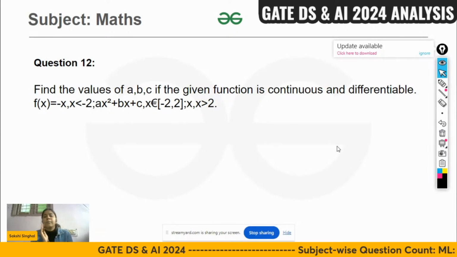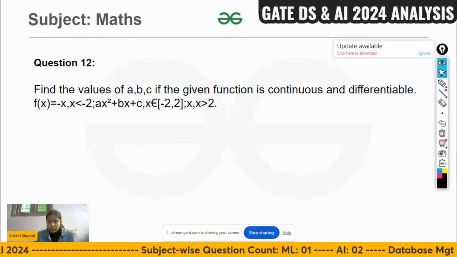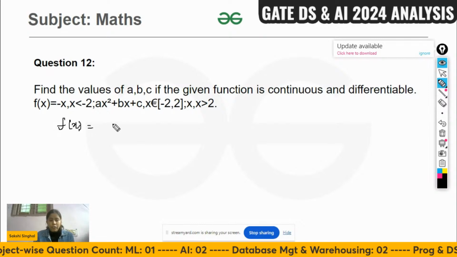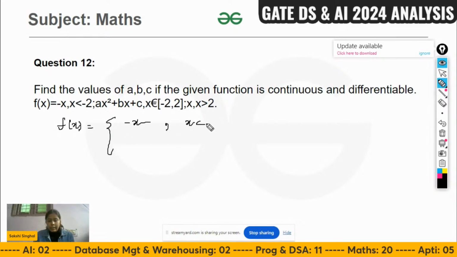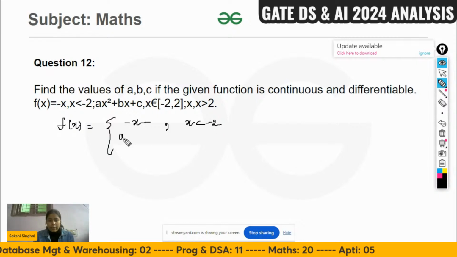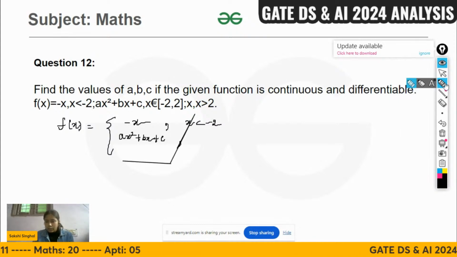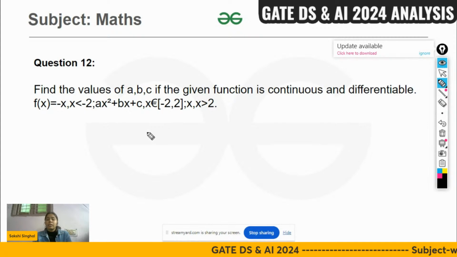So, guys, there was this question. This is completely based on the definition of continuity and differentiability. So, what this question says, let me solve it. Let's suppose we have a function f(x), and it is minus x when x is less than minus 2, and it is ax square plus bx plus c. Just a minute, let me write it down properly.